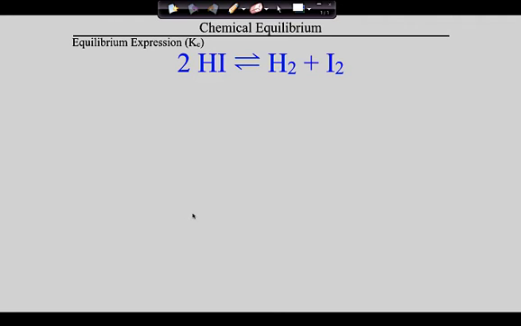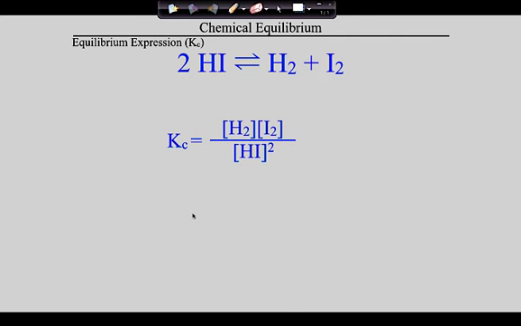Did you get it? All right, so guys, the tricky bit here is watch out for the plus sign. Remember, we don't add, we multiply. So Kc is equal to H2 times I2. And then in the denominator, we're going to have HI squared, right?